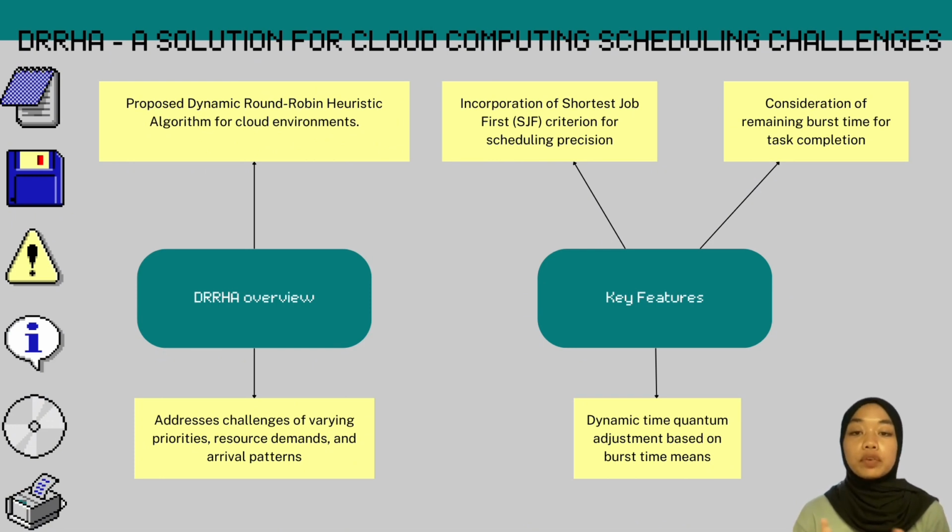Next is consideration of remaining burst time for task completion. By considering the remaining burst time, DRRHA enables timely completion and removal of tasks when the execution concludes. This feature contributes to minimizing average waiting time, turnaround time, and response time. The last key feature is incorporation of the shortest job first (SJF) criterion for scheduling precision. SJF prioritizes tasks with the shortest expected processing time, aiming for quicker execution. This criterion enhances scheduling precision by optimizing the order in which tasks are scheduled, leading to improved system responsiveness.